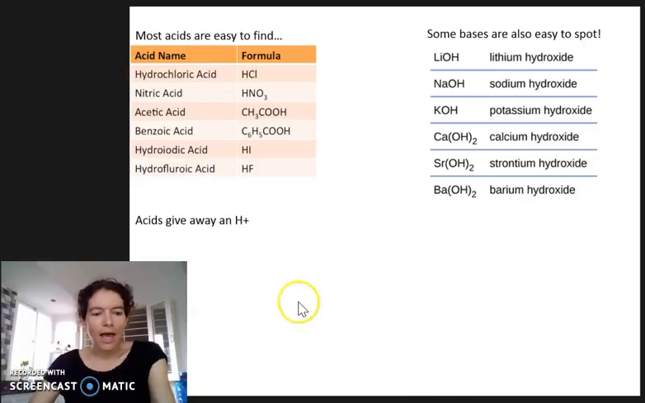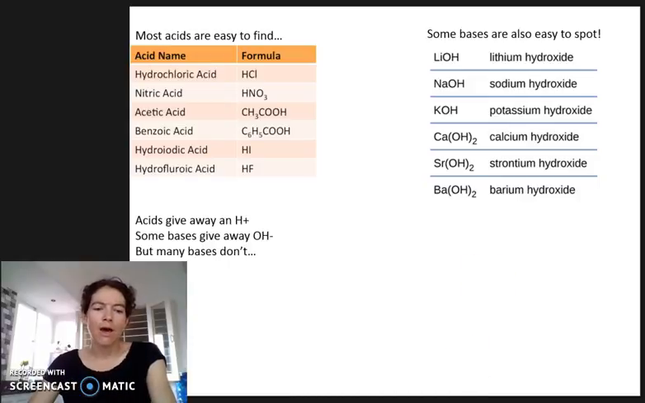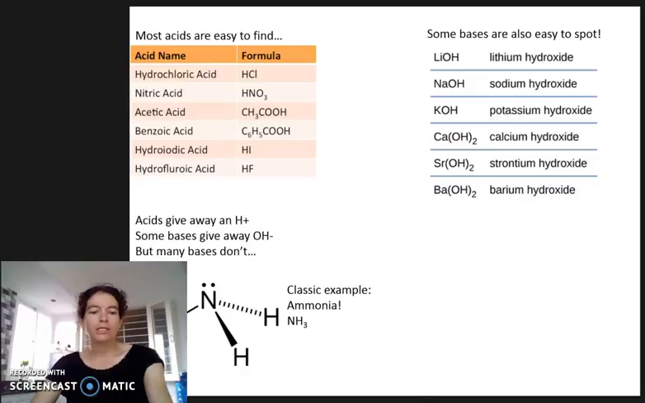So the key thing: acids give away an H plus. Pretty easy. You see an extra H, usually at the end. See how this H there is at the end? There are other H's in there, but there's an H at the end. And bases, many of them give away OH minus. That makes a base really easy to spot. But not all bases do that. A really classic example is ammonia. If you look at ammonia, where's the OH? There's no hydroxide. How can it give that away? How can it be a base?